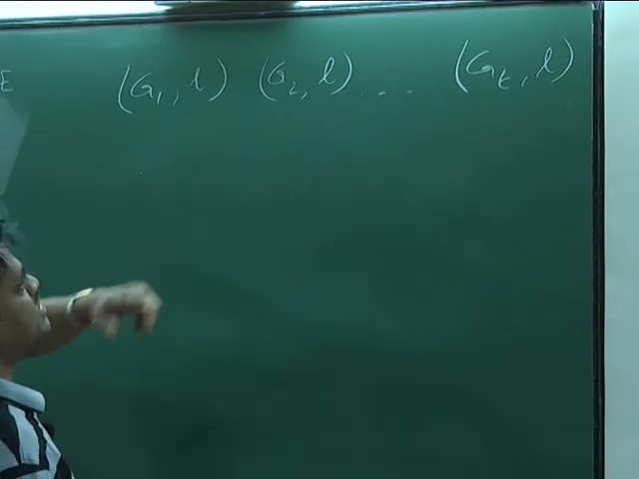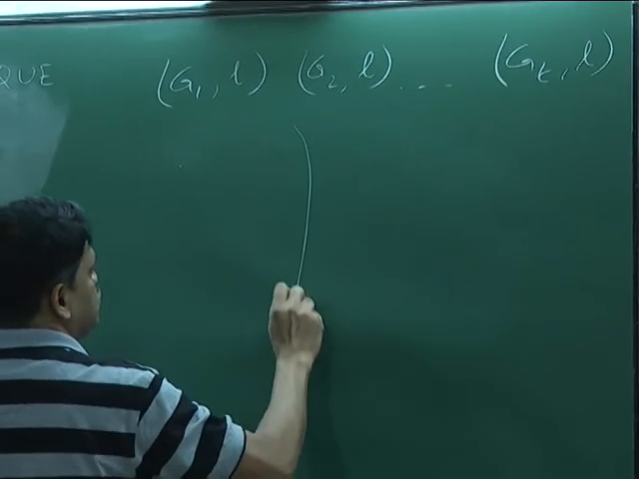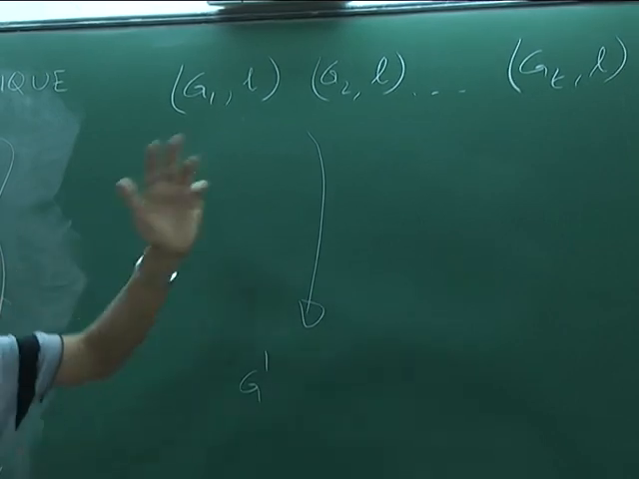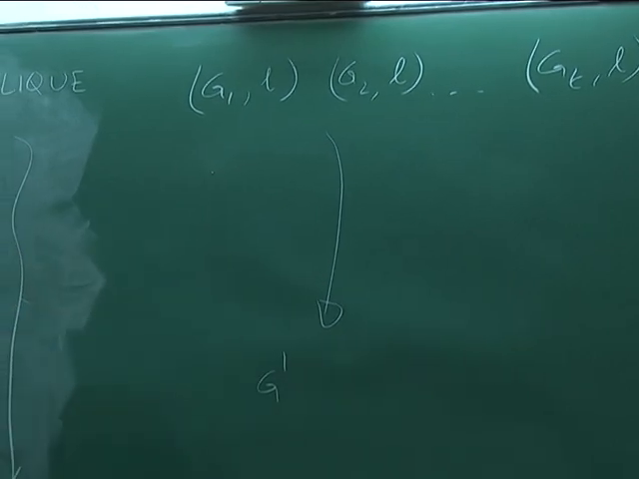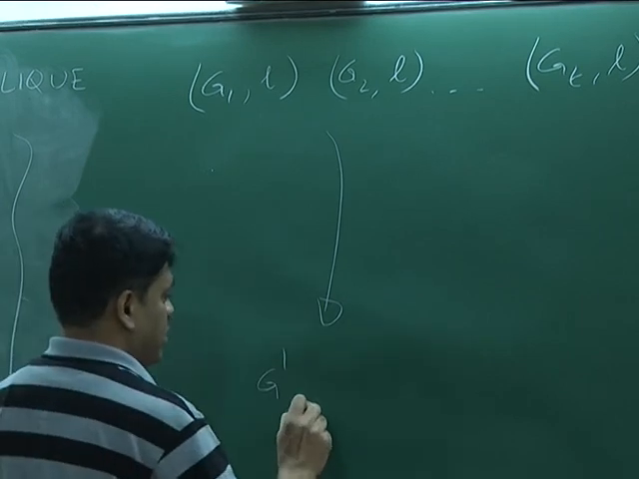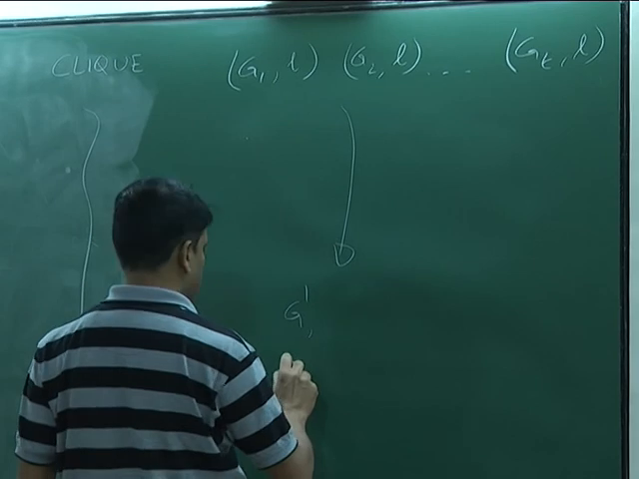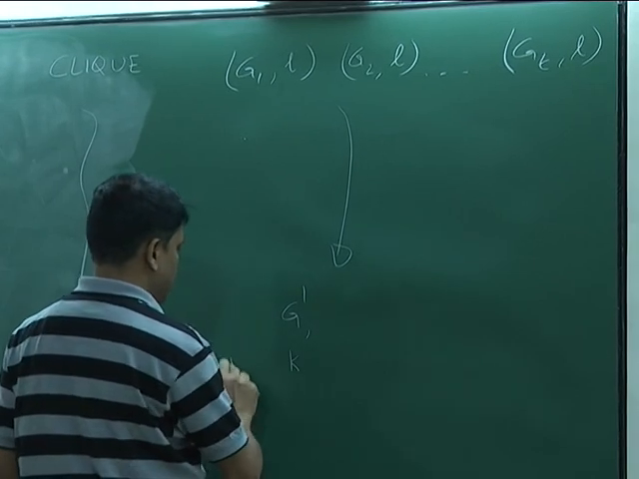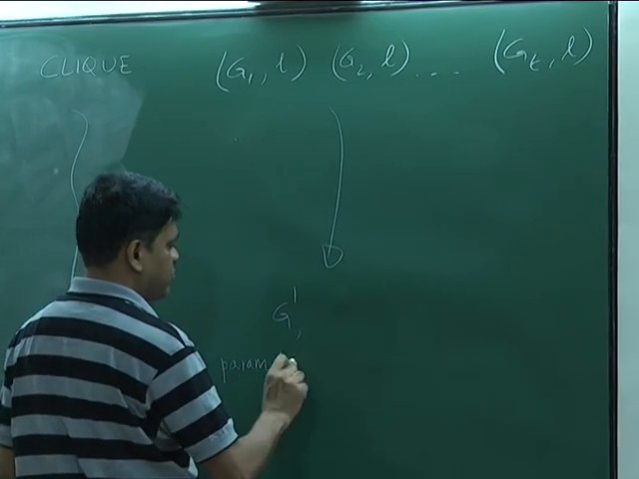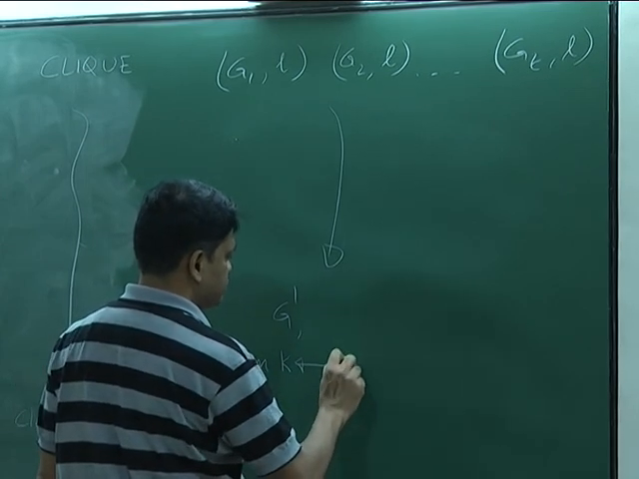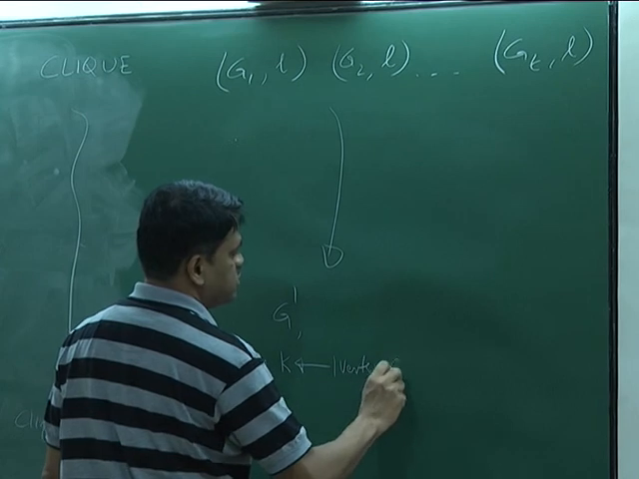So I have t instances, and I want to reduce to a G prime. I'm allowed polynomial in the size of these instances, and I want to have a parameter, let's call this the parameter, and remember that this parameter is the size of the vertex cover of G prime.